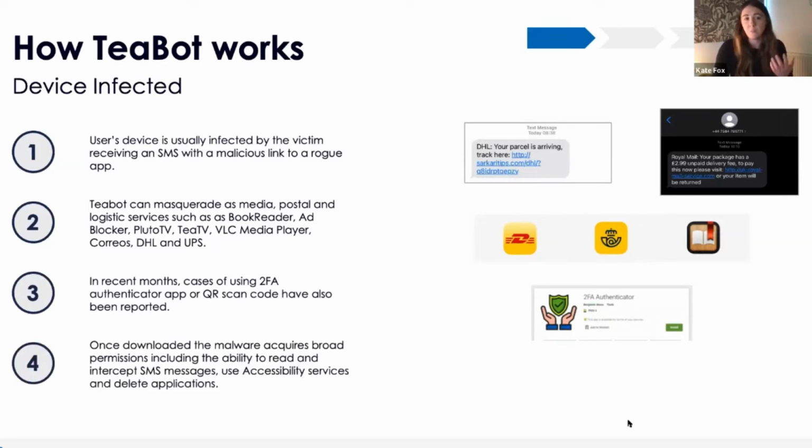Once it's downloaded, the malware acquires broad permissions, including the ability to read and intercept text messages, use accessibility services, which is a key thing, and delete any applications. So that's how the device is infected.